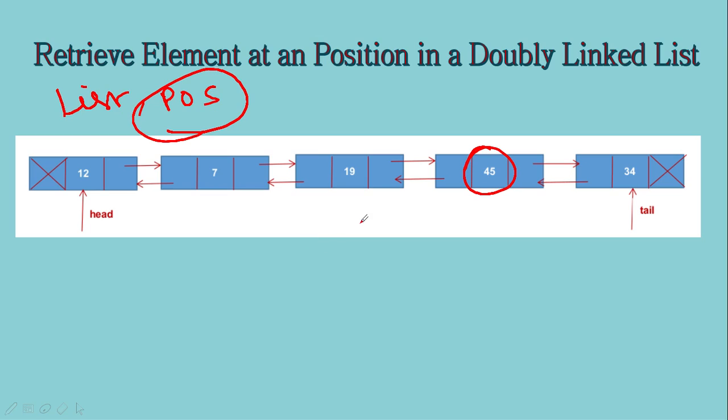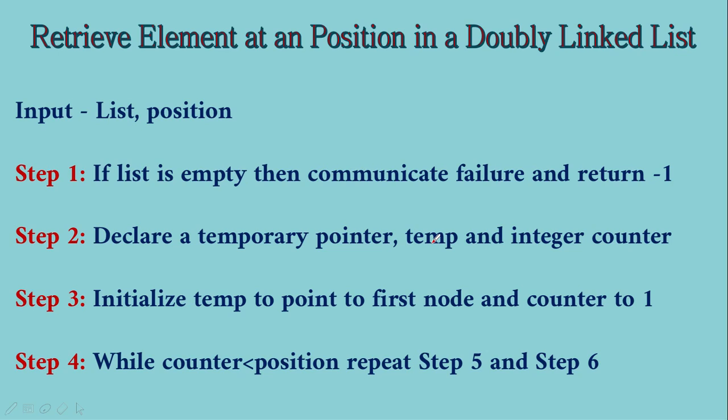Other boundary conditions that we have to consider: if the list is empty, then in that case also we have to return failure. So same thing, we will set the global error flag and return -1. So let's formally write the algorithm.